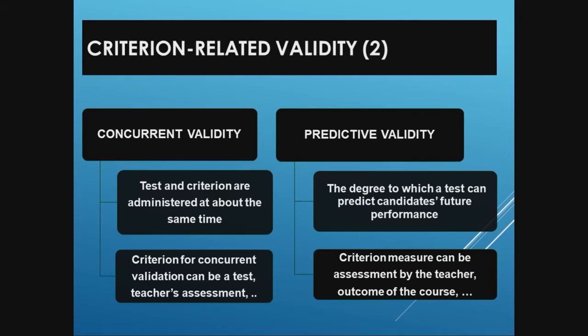For concurrent validity, test and criterion are administered at the same time. And the criterion for concurrent validity can be a test or a teacher's assessment. Let me take an example. You can give the students a final or end of course test, and you have the results. And if you want to find out whether your test is criterion-related valid, you compare the results of the test with the results of the students' continuous assessment, different forms of continuous assessment.